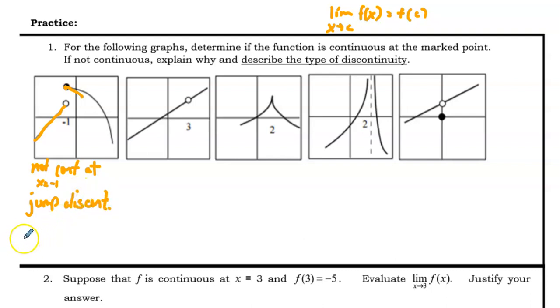Another distinguishable thing is that the left-hand limit, so the limit as x approaches -1 from the left of f of x, does not equal the limit as x approaches -1 from the right. All right, so those are all the things I can say about example number 1.